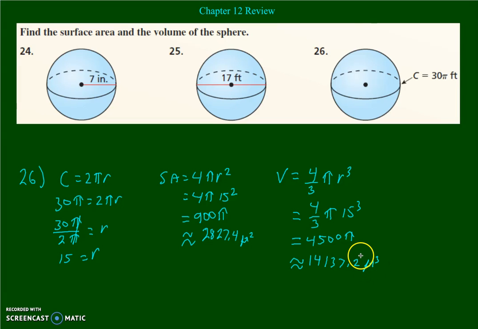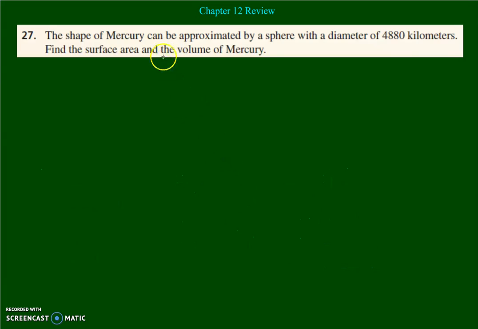Let's go ahead and move on to problem 27. Problem 27 is along the same lines as the last three. The only difference is it's in the shape of a word problem and they don't give us any pictures to use, but they shouldn't really be necessary at this point. The shape of Mercury can be approximated by a sphere with a diameter of 4880 kilometers. We're looking for the surface area and volume of Mercury. Let's go ahead and start the problem.